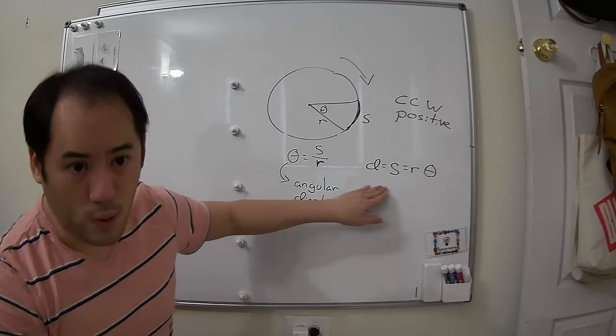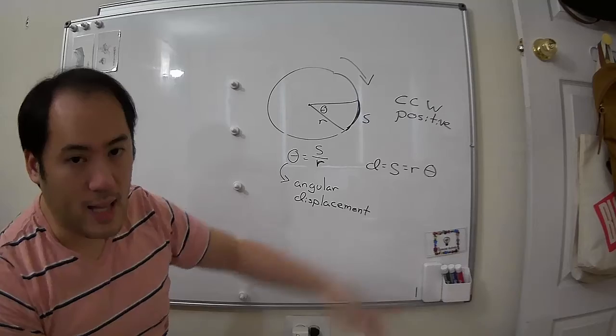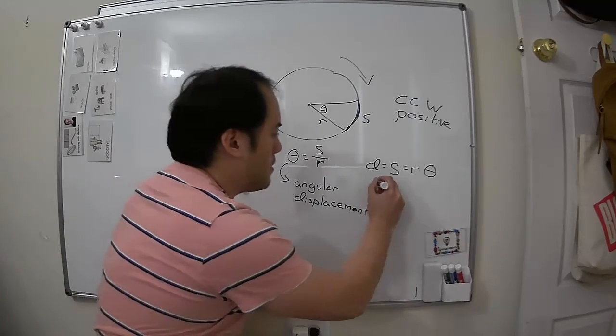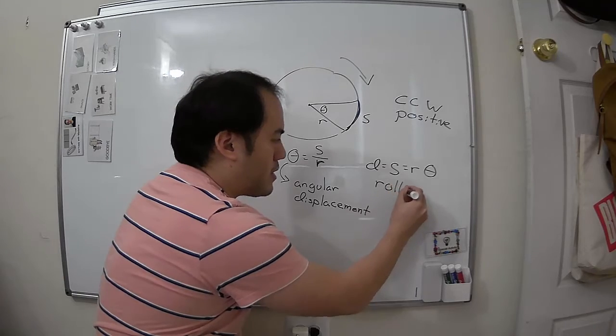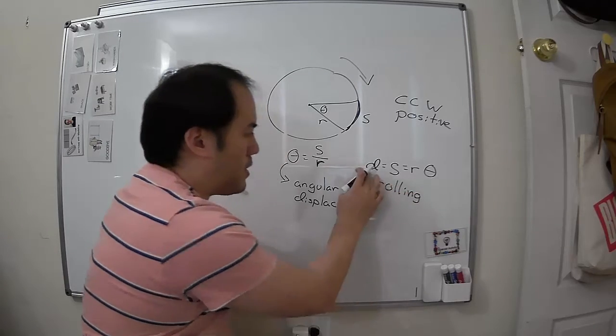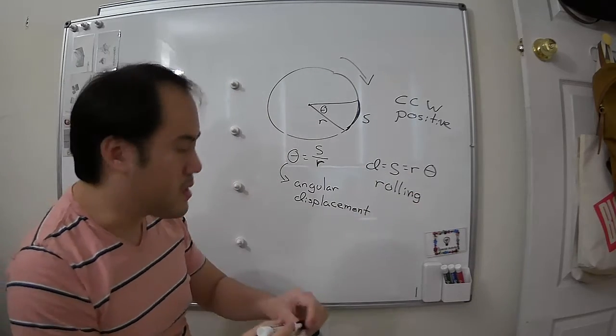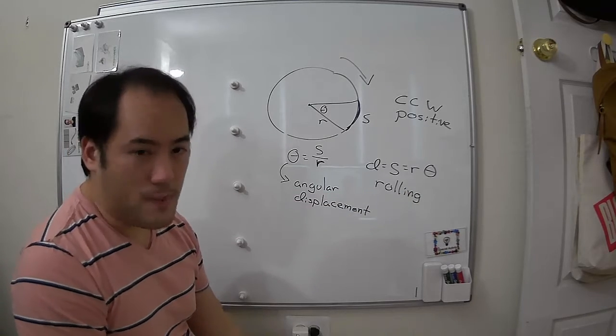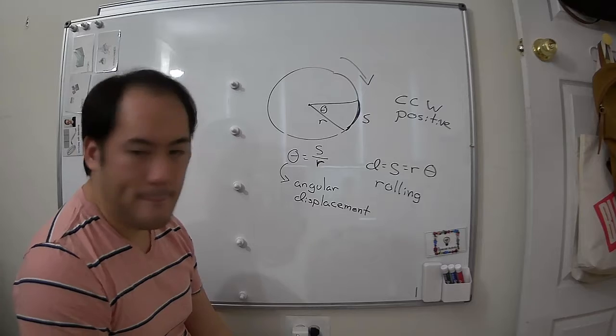This is only for rolling objects, rolling across a flat level ground. So don't worry, I'm not going to trick you guys too much with displacement and angular displacement. We're just going to focus on the angular or rotational for basically the whole unit. Pretty cool.